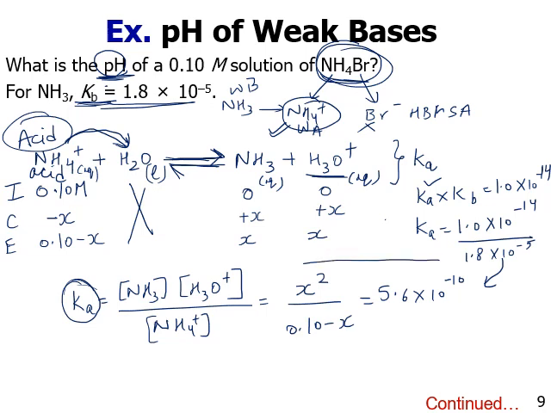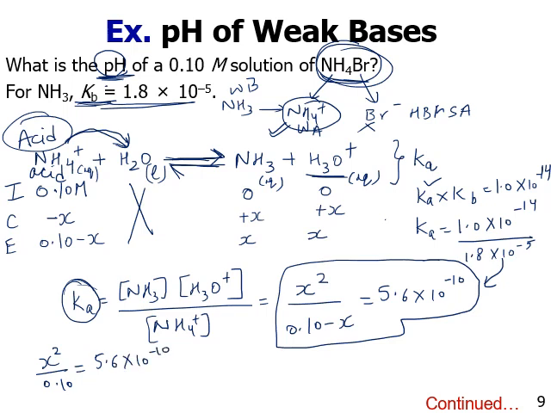Now you have your equation, and now you're using the normal rules that we usually use to solve for x. Okay, now you solve for x. How? Again, we'll assume that my x is a very small number, so I can reduce my equation to x squared divided by 0.10 is 5.6 times 10 raised to the power minus 10. If you solve for x from here, x is going to be square root of 5.6 times 10 raised to the power minus 10 multiplied by 0.10, which if you solve comes out to 7.5 times 10 raised to the power minus 6. So this is my value of x.